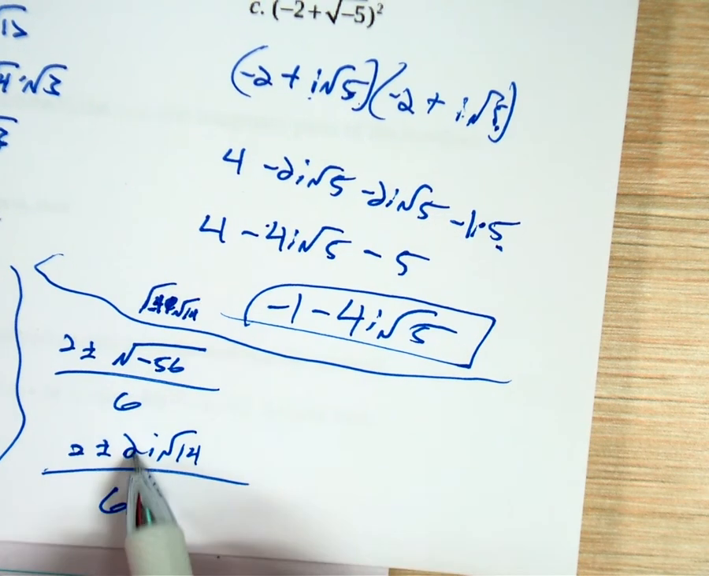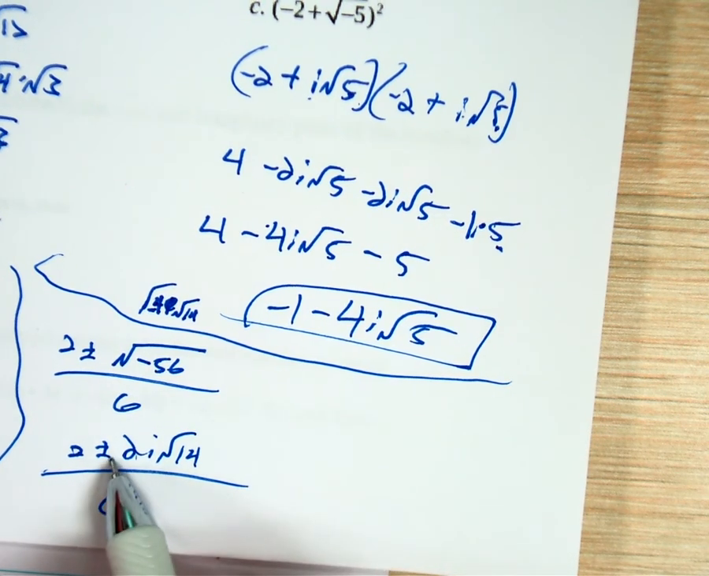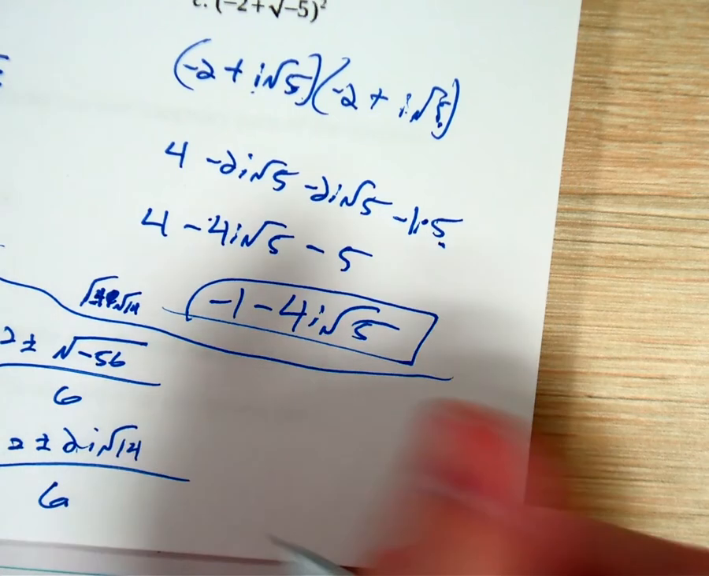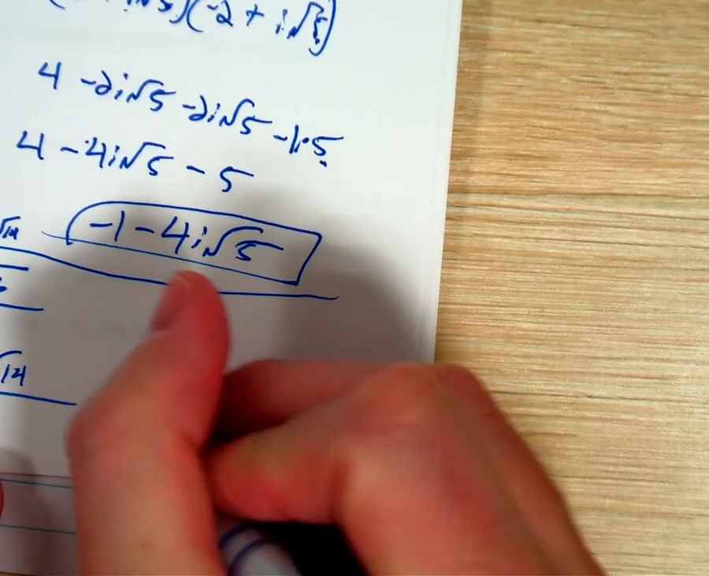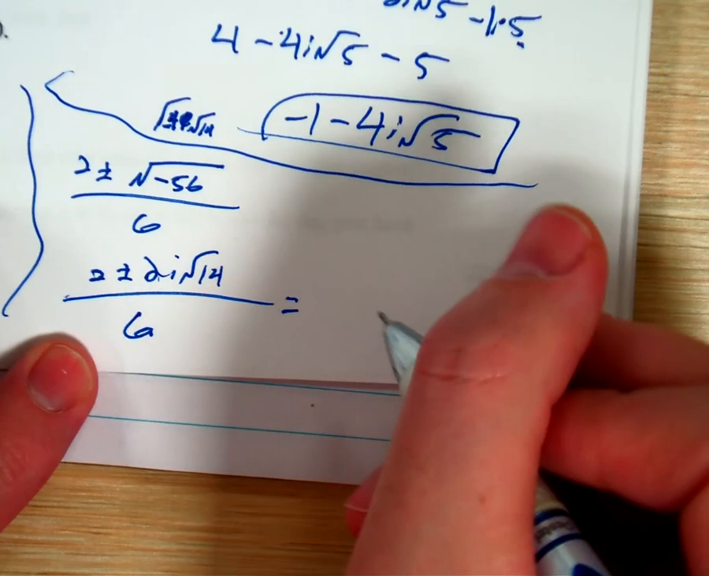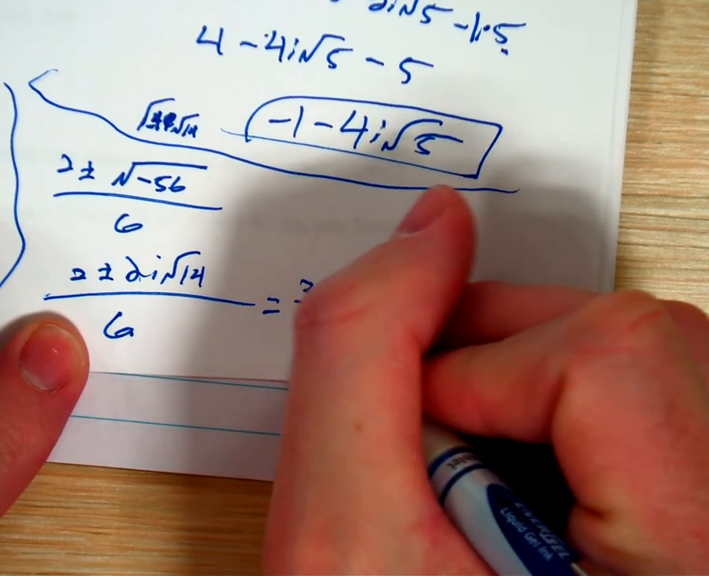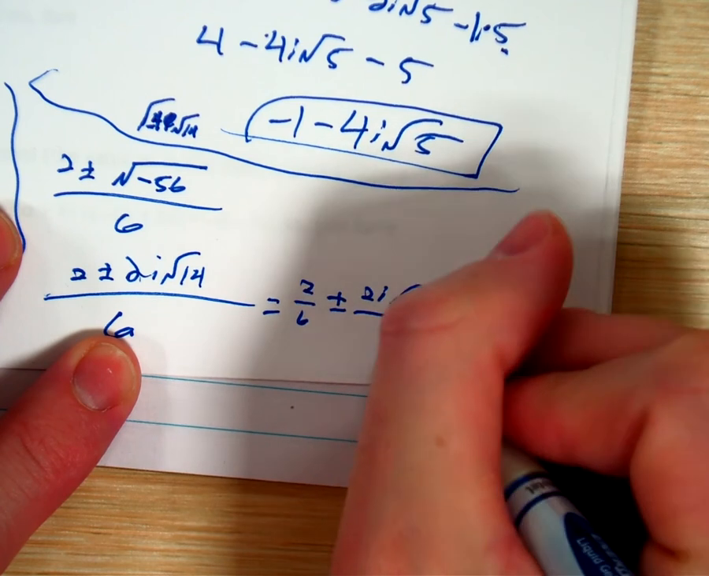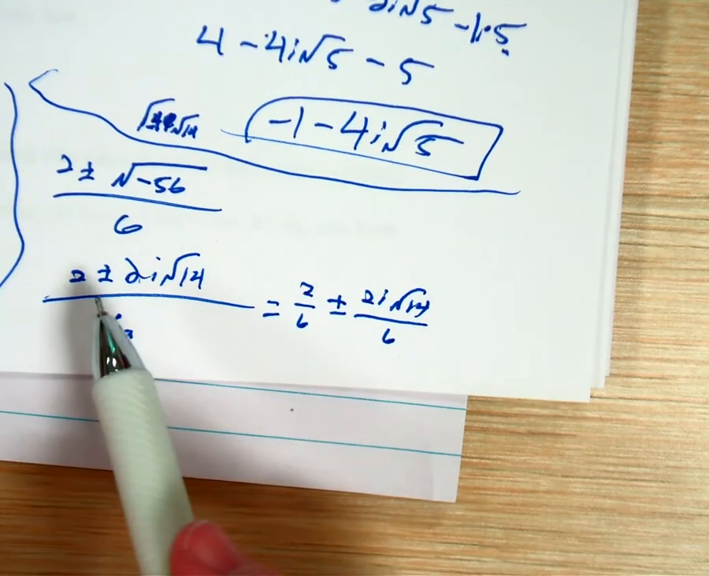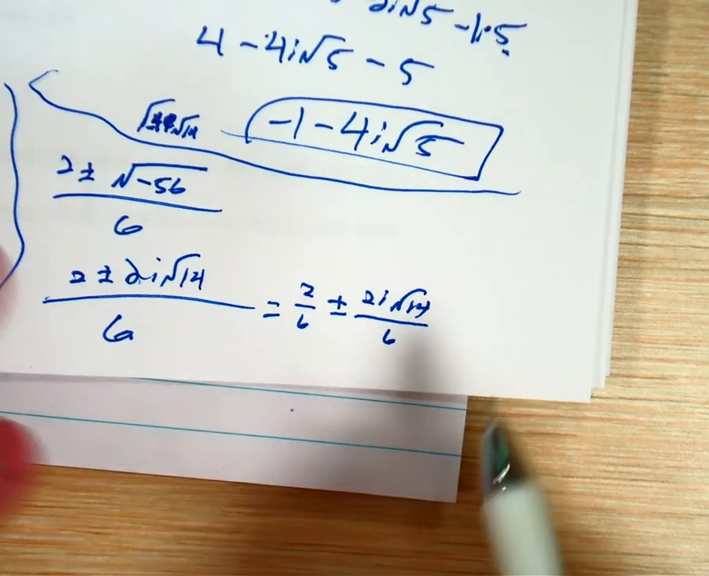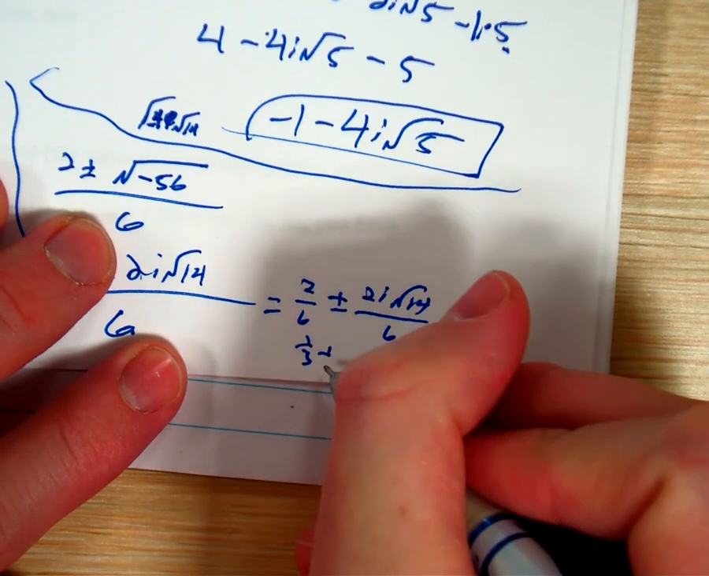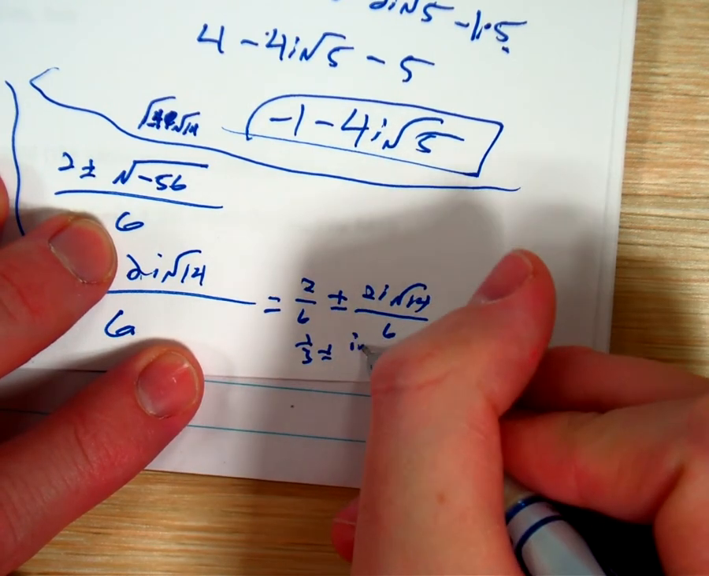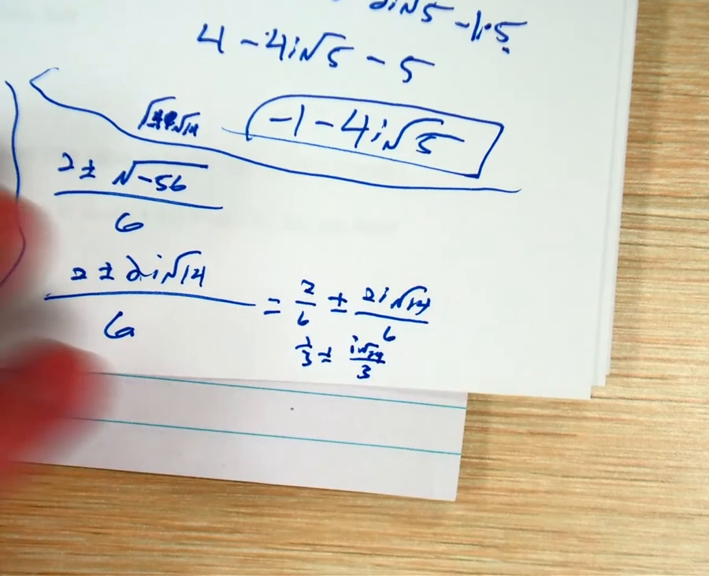Okay, 2, 2, 6. So this is a plus or minus, right? This is addition. You can't just cancel just part of it. It has to go into both parts up top. So let's split this apart first. So this is 2/6 plus 2i radical 14 over 6. So that's why you'd have to be able to reduce both parts. All right, so this is actually 1/3 plus or minus i radical 14 over 3. Whew.